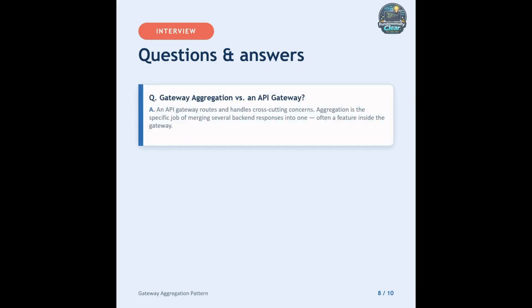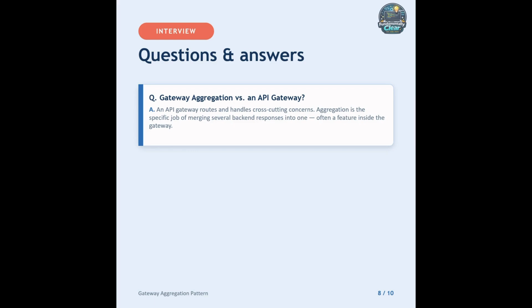Now let's prep you for the interview room. 3 questions that actually come up when you are interviewing for senior or architect roles. Question 1. What is the difference between gateway aggregation and an API gateway? An API gateway routes requests and handles cross-cutting concerns like authentication, rate limiting, and logging. Aggregation is a specific capability, merging multiple backend responses into one. Most API gateways can do aggregation, but aggregation is not the same thing as the gateway itself.